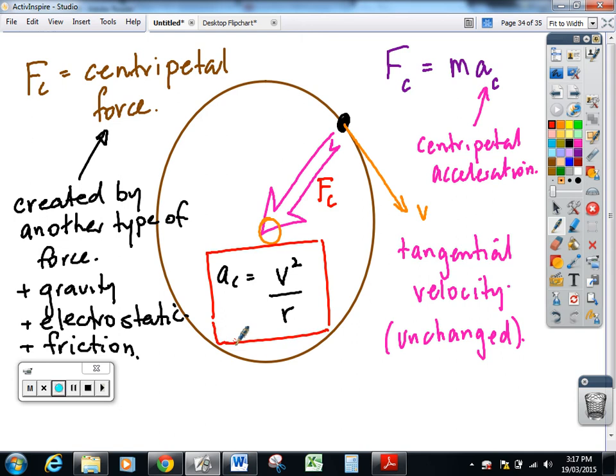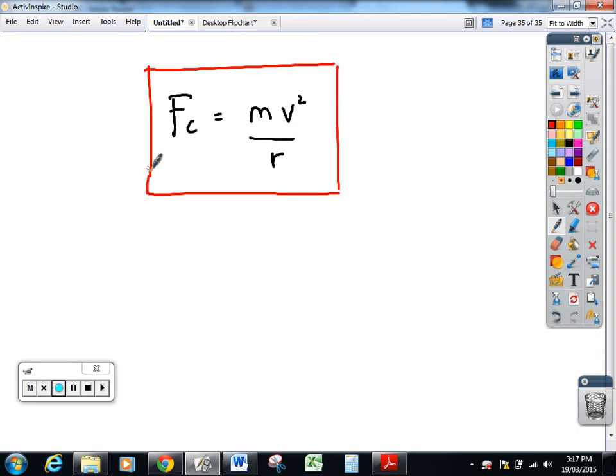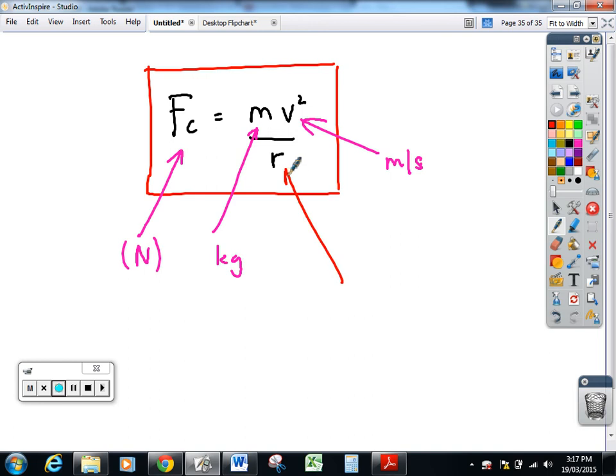This gives us that the centripetal force would be Fc equals mv squared on r. If that's the truth, you just say it's F equals ma, so that's F equals m, and this part here is a. We all remember that force is measured in newtons, velocity is measured in meters per second, and mass in kilograms. What is the r? r is the radius of the circle of the circular motion.